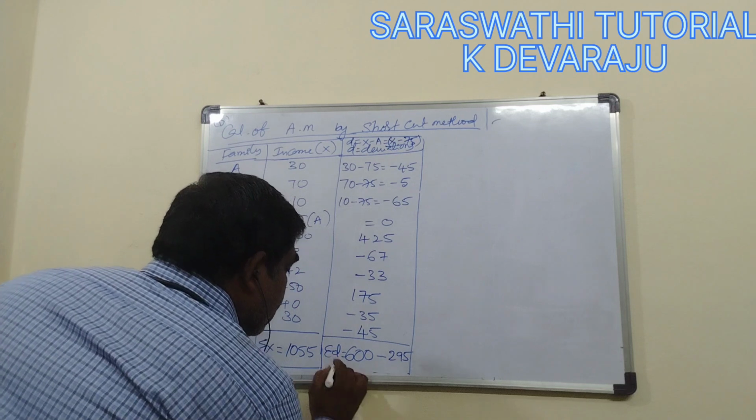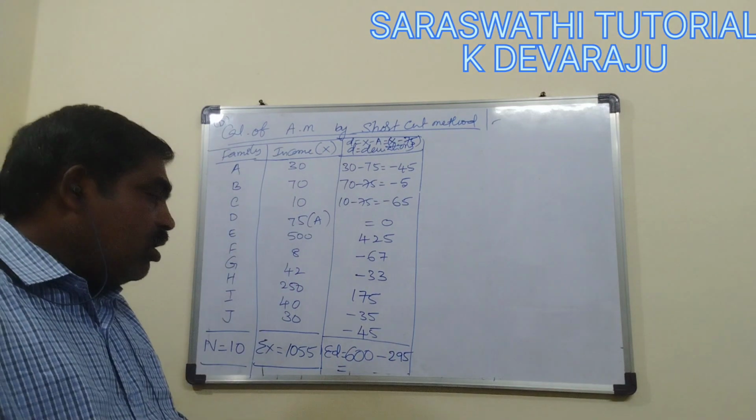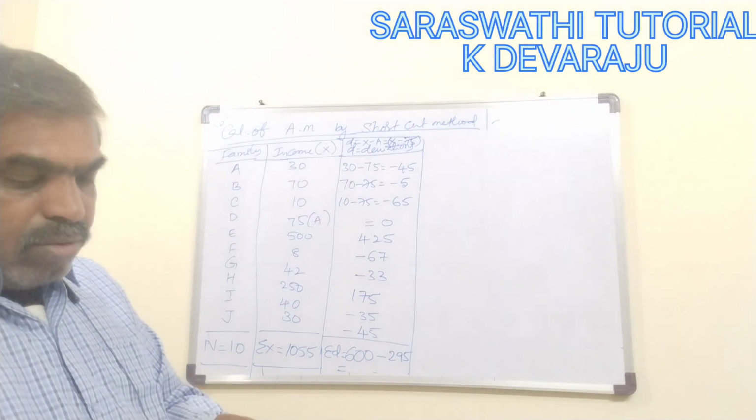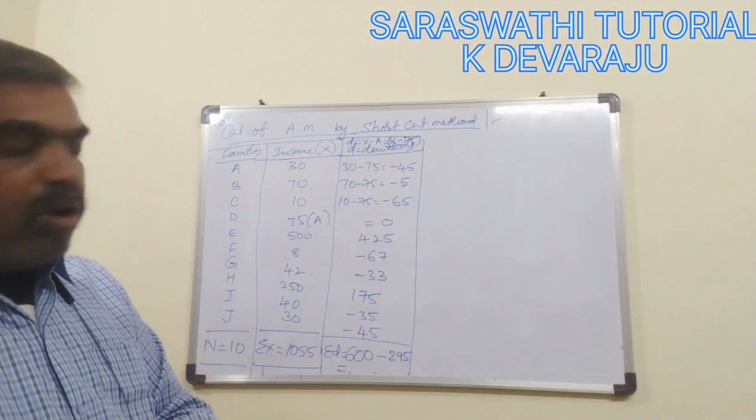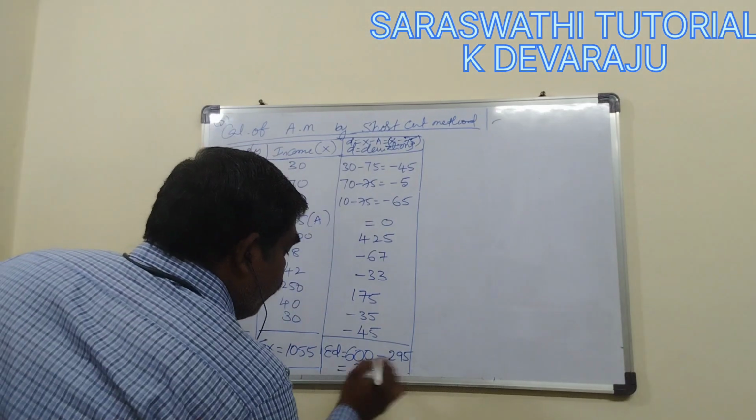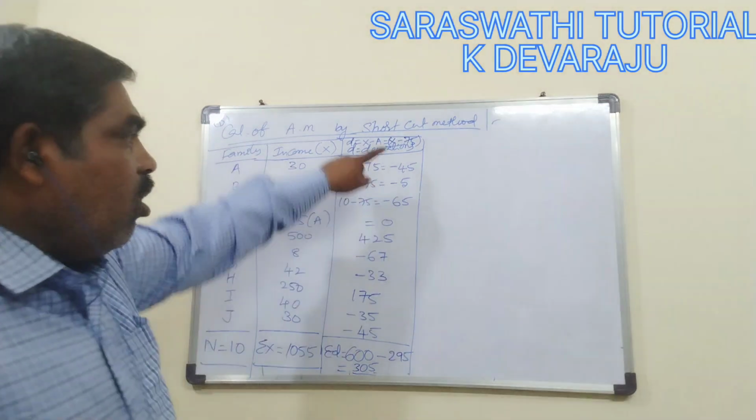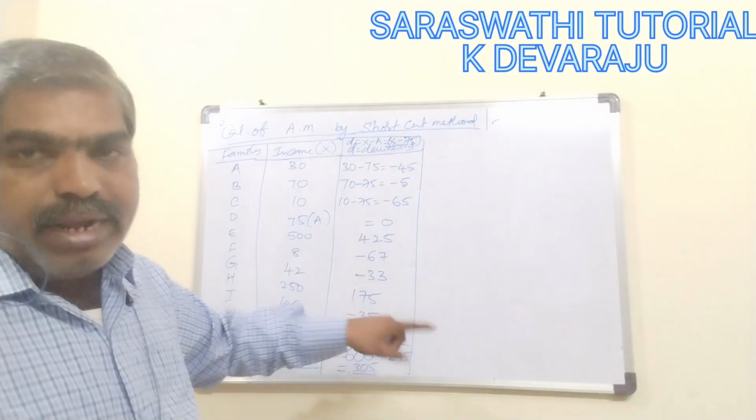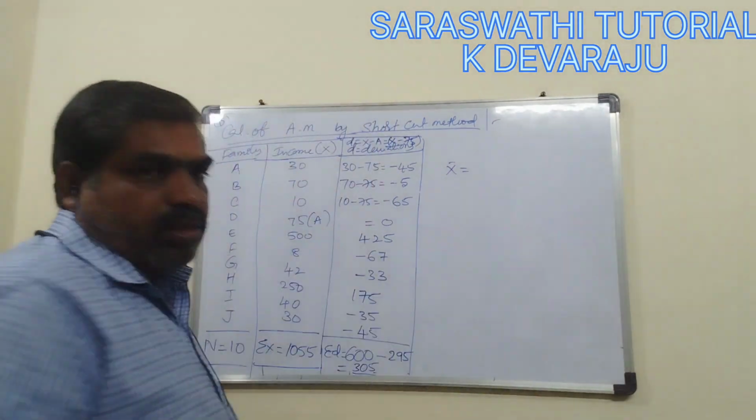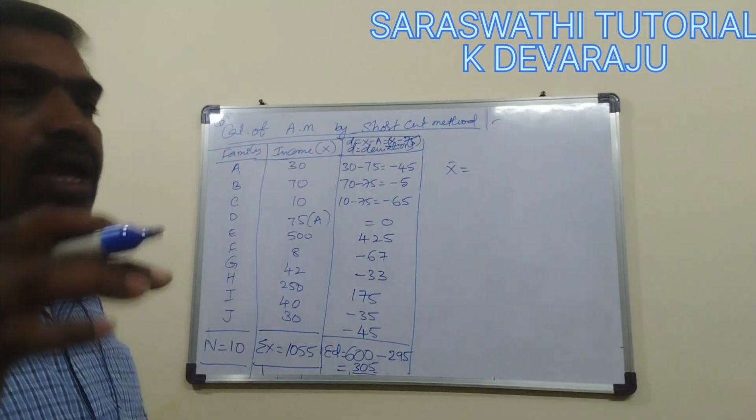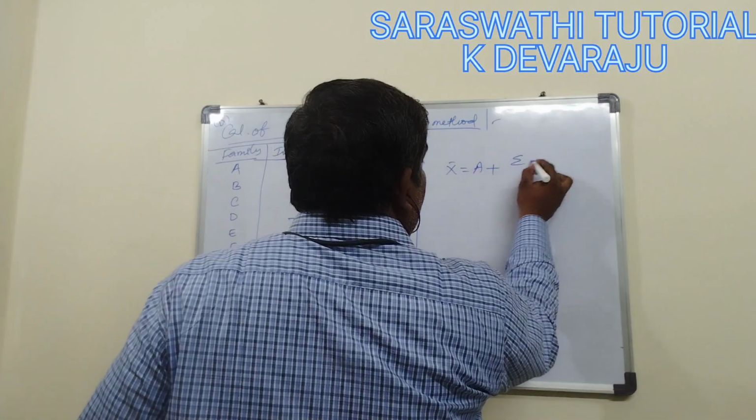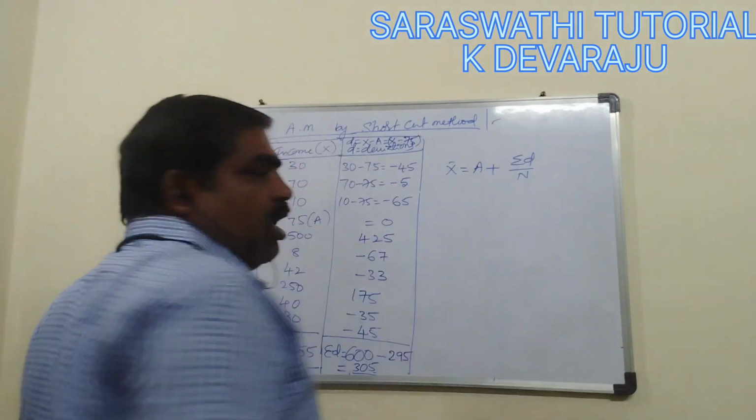So the positives are 600, the negatives are 295. From the positives we subtract the negatives, and we got 305, which is a positive sign. Add all positives and deduct negatives. After this calculation, we have to apply the formula: x bar equals A plus summation D by n.